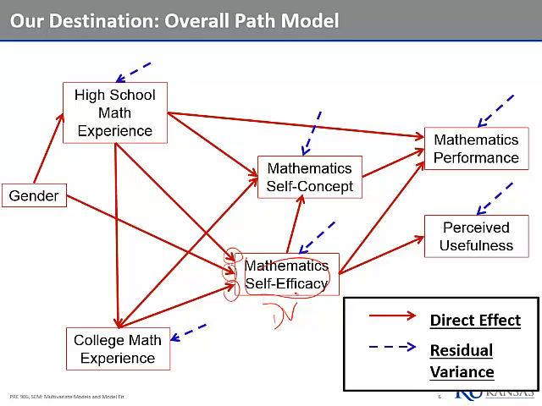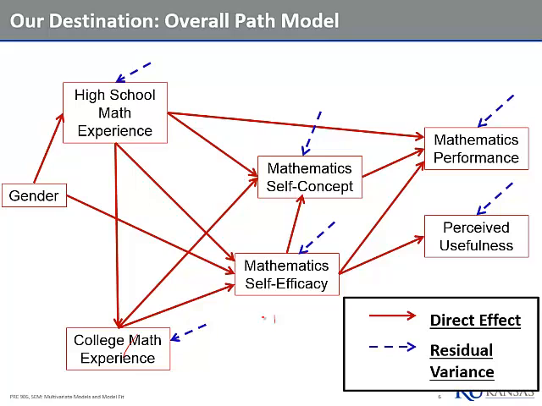For instance, math self-efficacy is a dependent variable, and it's being predicted by three things: high school math experience, gender, and college math experience. In fact, if you look this over, there are 7 variables altogether, and 6 of them are dependent variables. The lines represent what we call a direct effect. That is literally what we would call a beta weight, right? That variable predicts this other one. The independent variable predicts a dependent variable.